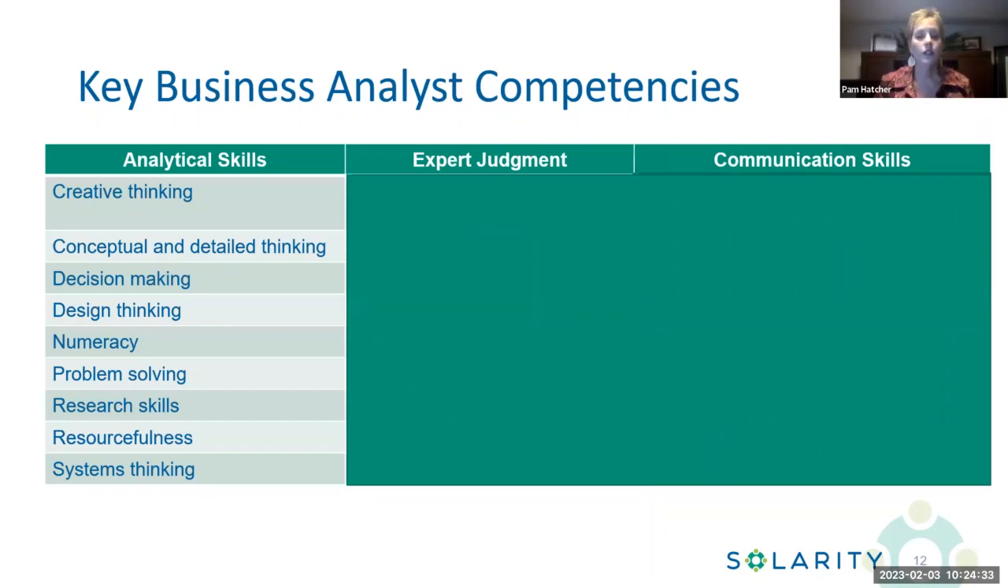So here we are going to break down those 6 core competencies into additional individual competencies within each of those areas. So the first one is the analytical skills that we talked about. So Alan, if you can read that first for me, that would be great. Sure. Creative thinking, conceptual and detailed thinking, decision-making, design thinking, numeracy, problem solving, research skills, resourcefulness, and systems thinking.